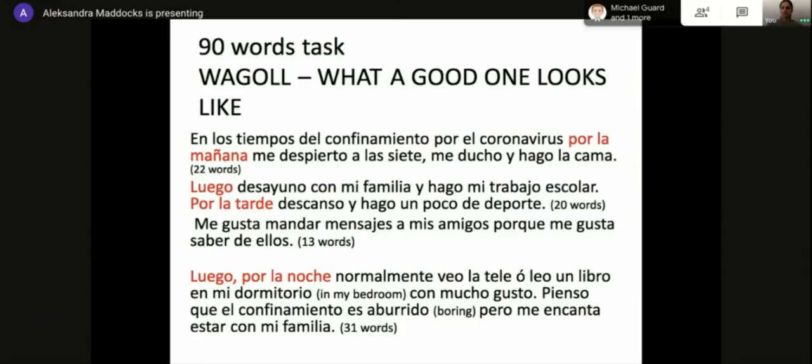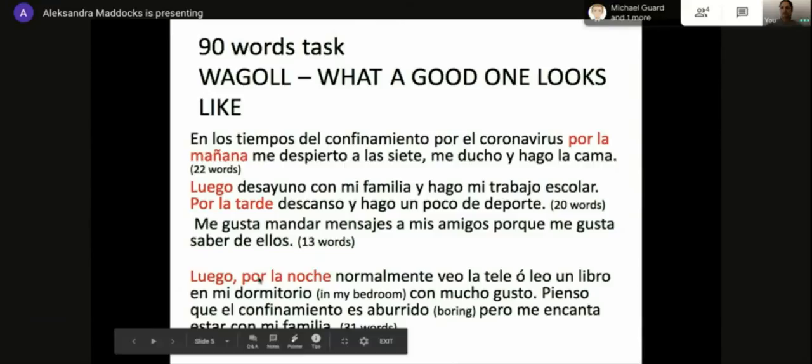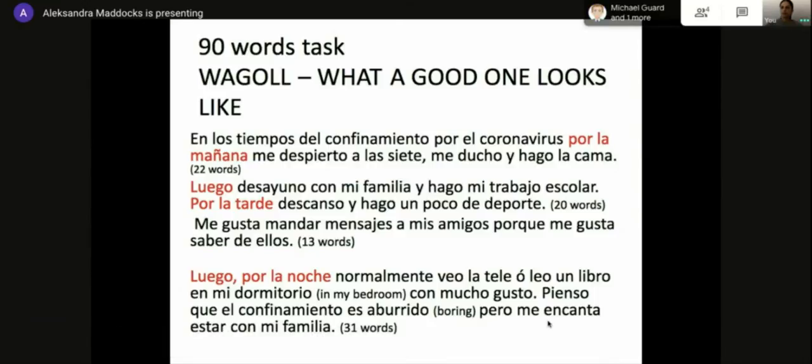You don't always have to stick to the word that the teacher introduces in the lesson given. In here, all I mean is that later in the evening, I normally watch the telly or I read a book in my bedroom with a lot of pleasure. Pienso que el confinamiento es aburrido, pero me encanta estar con mi familia. So again, at the end, I'm finishing with the nice opinion. I think that the confinement is boring, but I love to be with my family. And altogether, if you have done your maths already, you can see that 91 words are written here without any problem.